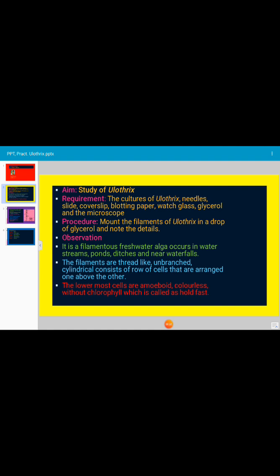In the procedure, we have to mount the filament of Ulothrix in a drop of glycerol, and we have to see it under the microscope and note all the external features of the alga.